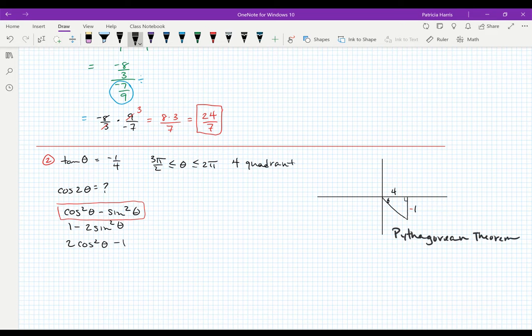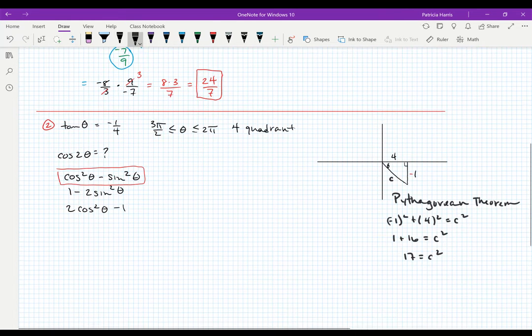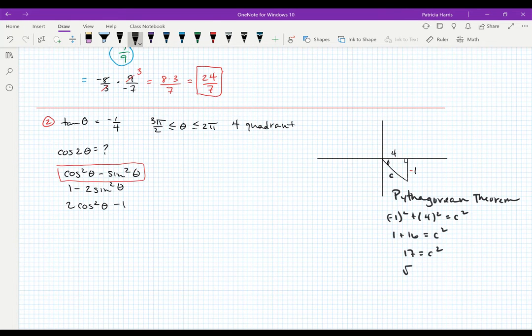Okay, so that's my C, or my hypotenuse. So I'm going to go -1 squared plus 4 squared is equal to C squared. 1 plus 16, C squared. 17 is equal to C squared. And then the square root of 17.